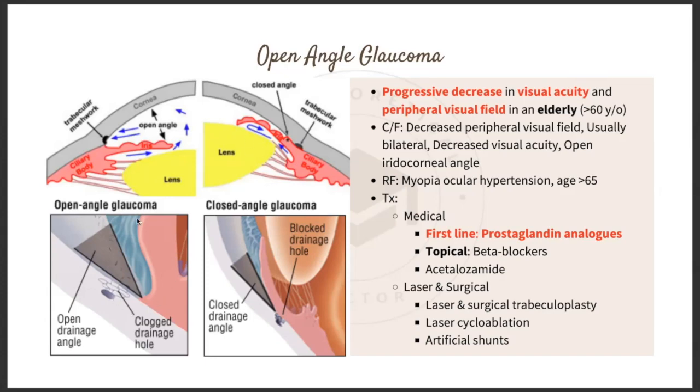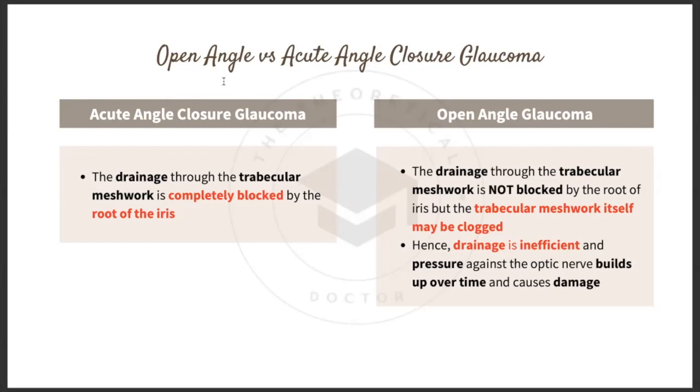So you can see over here, this is another presentation. In open angle glaucoma, there is a clogged drainage hole. Like I said, it's clogged, but it's not caused by the iris. But in closed angle, it's completely closed. It's completely blocked, and it's by the iris. So treatment, first line would be prostaglandin analogs, or you can give topical beta blockers and also acetazolamide. If you were to do laser or surgical procedure, you can proceed with laser or surgical trabeculoplasty, laser cycloablation, or artificial shunts.